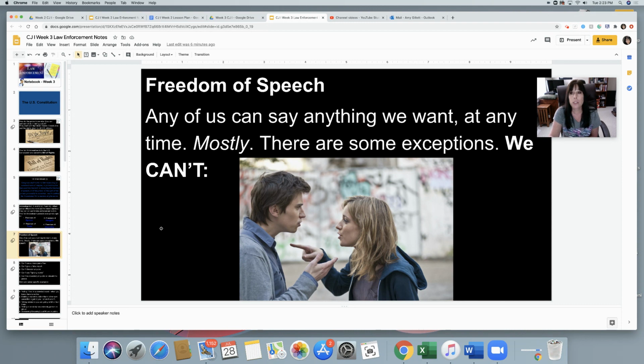We're talking about freedom of speech first. Any of us can say anything we want at any time. Mostly. And that's really important. It's italicized. Mostly. And you're going to find out that just about everything we talk about is not absolute 100%. There's always little exceptions. All right. So it's easier to talk about what you can't say than what you can say, because there's way more stuff you can say than can't. So any of us can say anything we want at any time, mostly. There are some exceptions, and we're going to have a little list on the next slide.